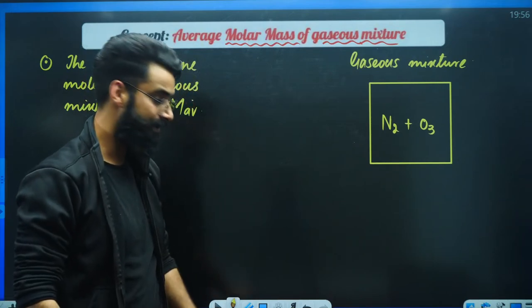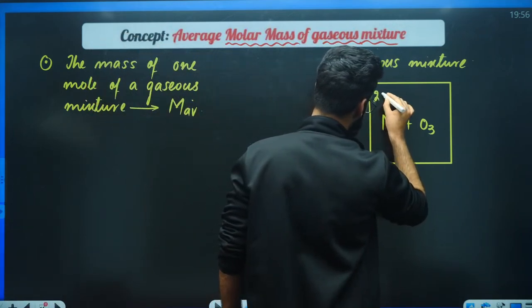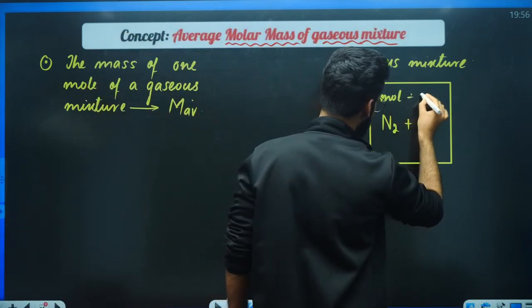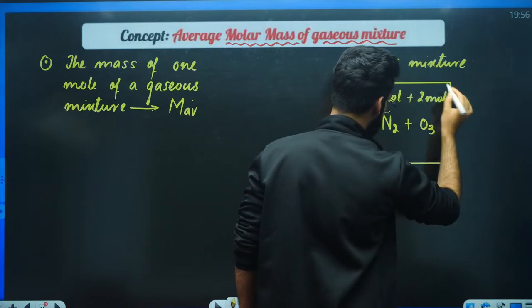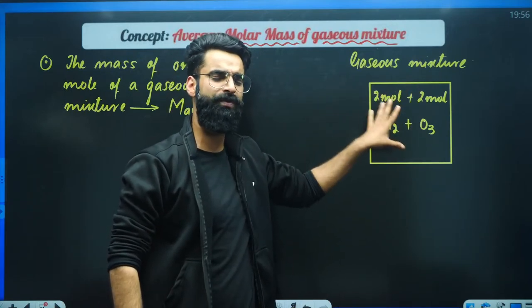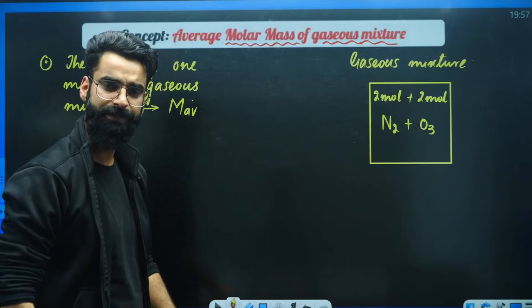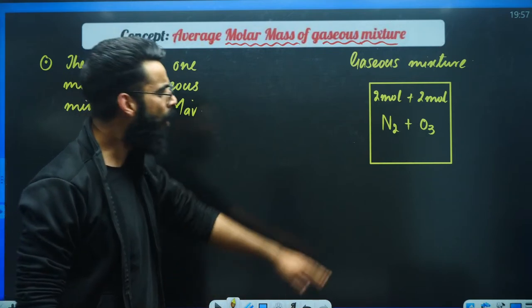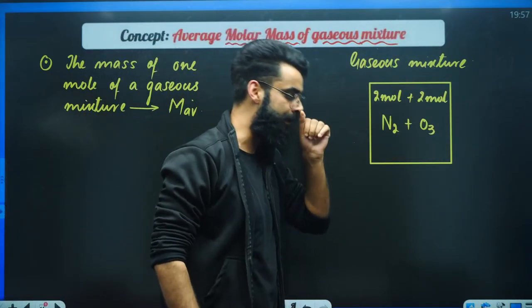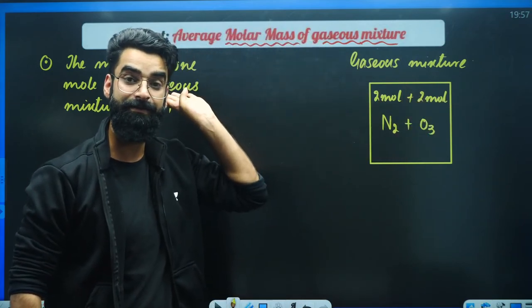Now, dear students, let's assume one more thing. Let's assume there are two moles of N2 and two moles of O3 in this container. So if I ask you one thing, how many total moles are there in the container? You will say 2 plus 2. There are total 4 moles present in the container.